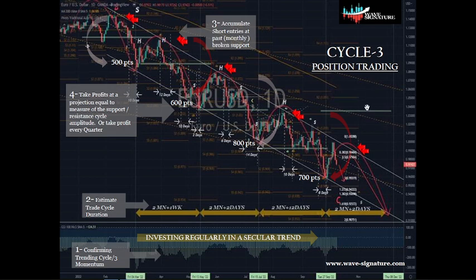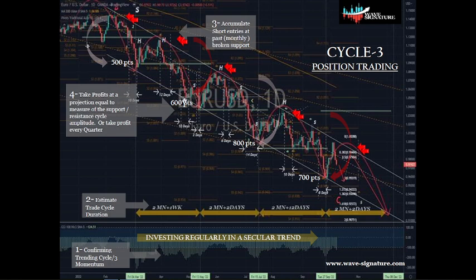And of course, it's a position trading strategy. The next condition to fulfill would be to estimate the trade cycle duration. If you're going to be doing a trade, of course, you want to know in advance when you are going to be able to collect yields.